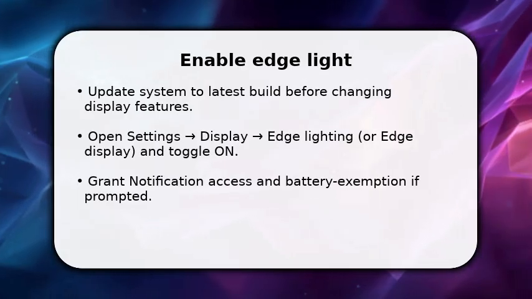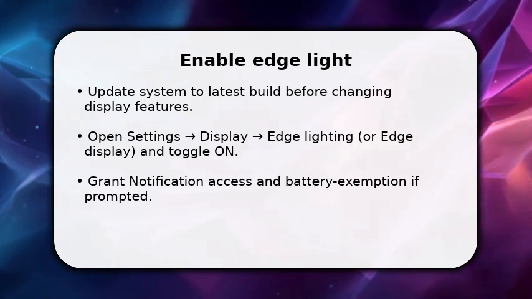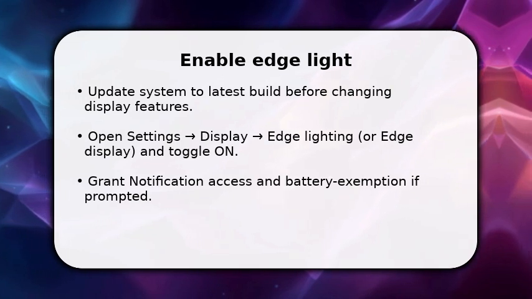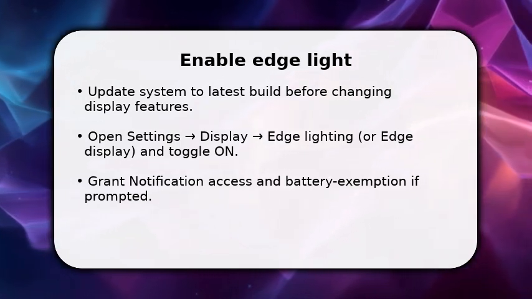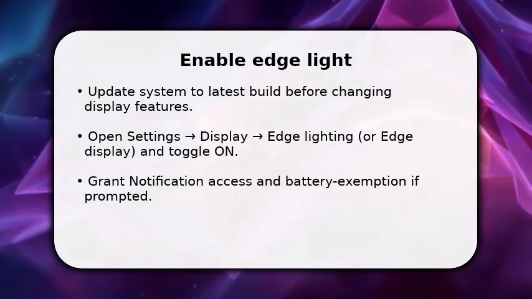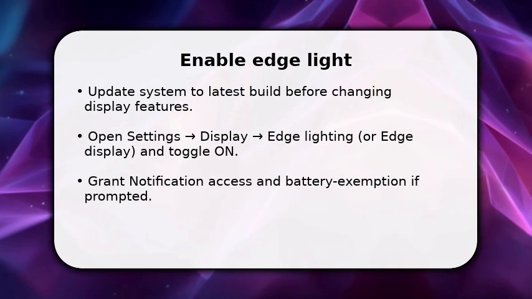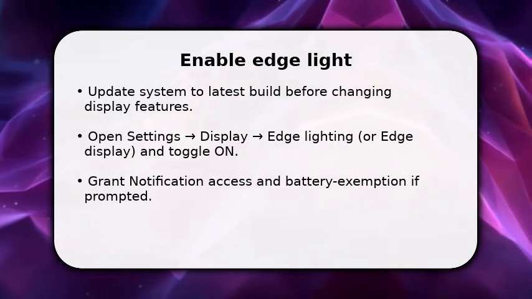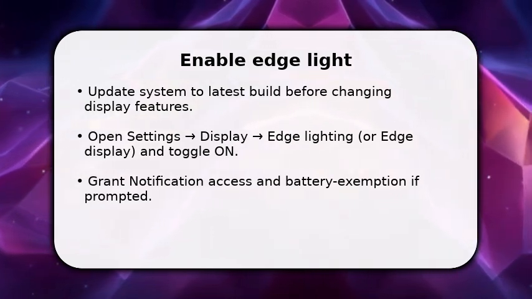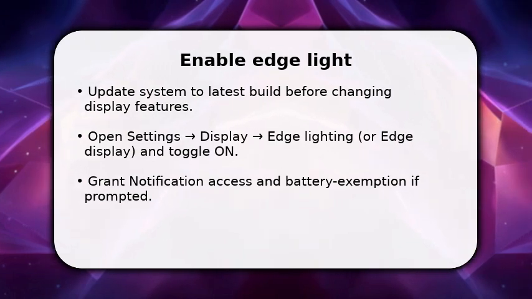Start immediately. Update your Edge 60 Fusion to the latest system patch. Then go to Settings, Display, and tap Edge Lighting or Edge Display. Once there, toggle the feature on. Make sure you grant notification access when the dialog appears and exempt the phone from aggressive battery optimization for the launcher or notifications so the Edge light can fire reliably when notifications arrive.